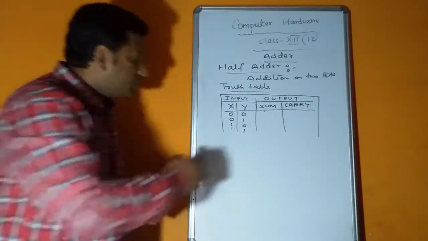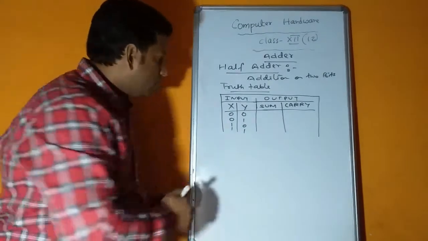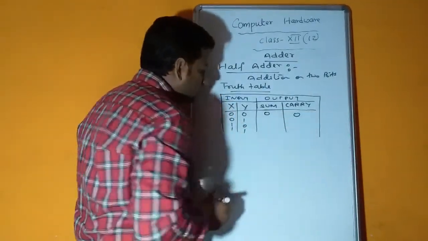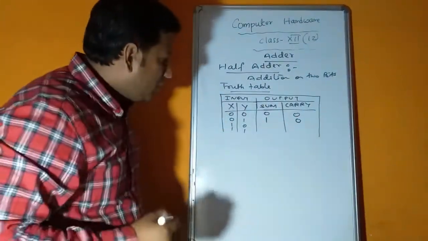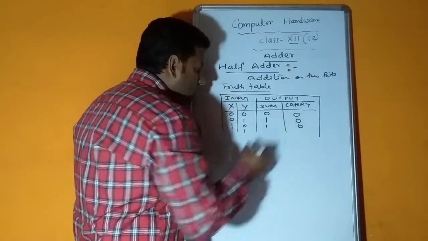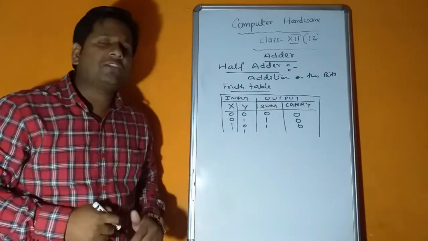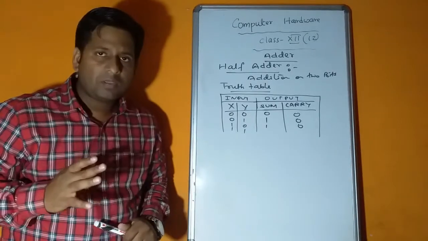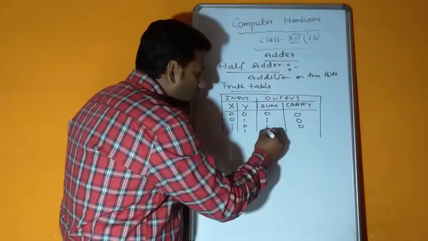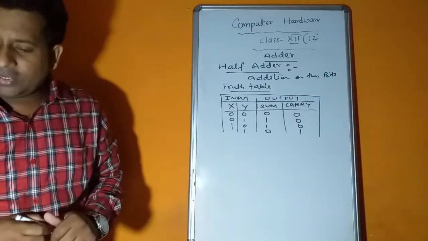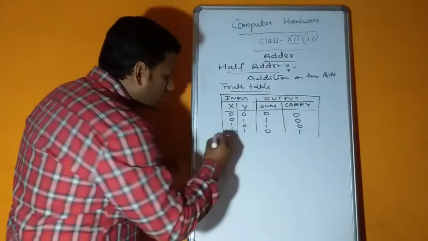Now if you remember the addition rules: 0 plus 0, sum 0, carry 0. 0 plus 1, sum 1, carry 0. 1 plus 0, sum 1, carry 0. Now 1 plus 1 is what? Remember the arithmetic addition of binary. Whenever we get 1 plus 1, sum is 0, carry is 1. Is this clear, children? Sum 0 and carry 1. So this is the truth table of half adder.